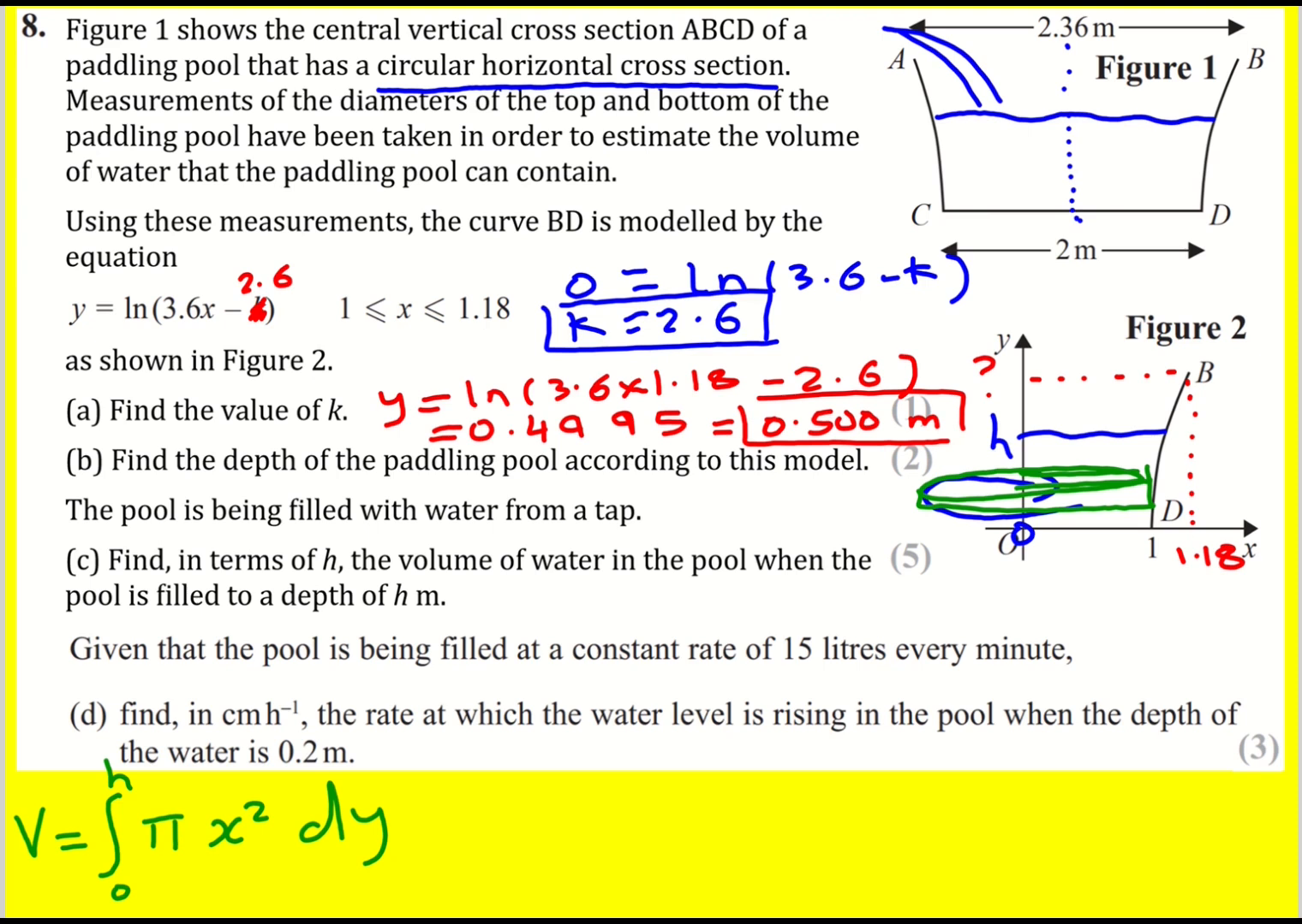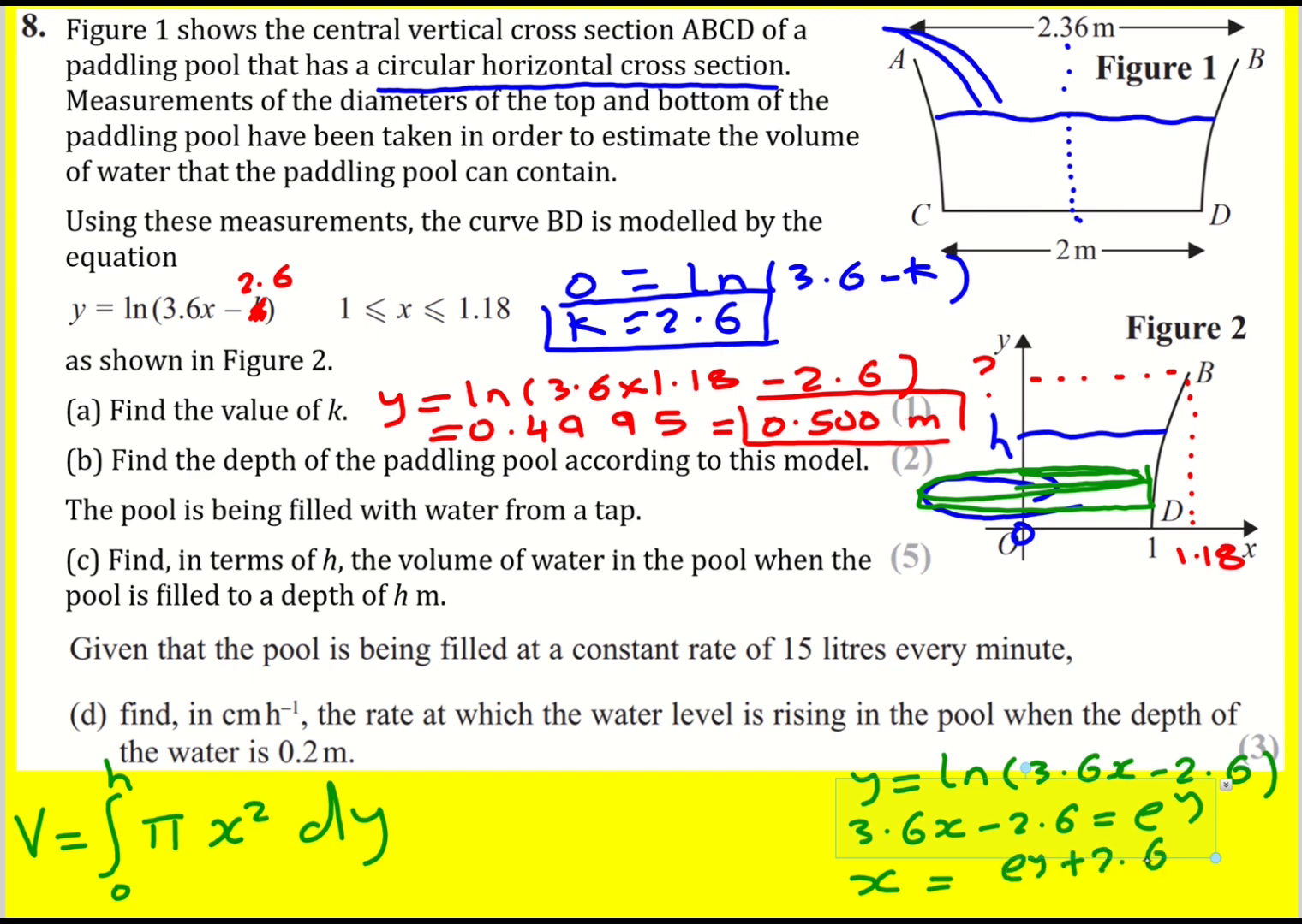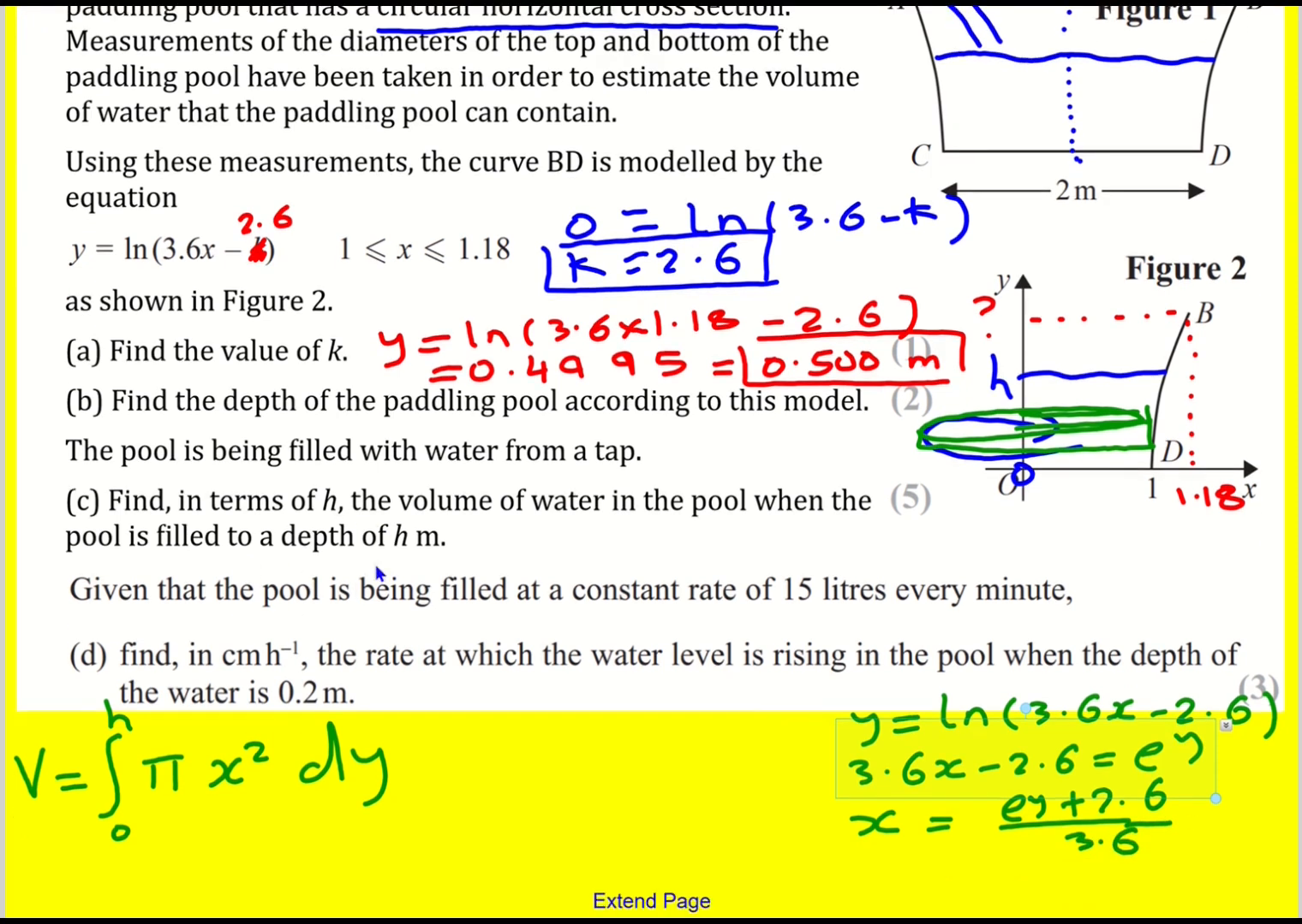Now, the only thing we don't know is x, because we're not going to be putting this in. We need to make x the subject. So if we have y equals ln(3.6x minus 2.6), we can now make x the subject. 3.6x minus 2.6 will be equal to e to the y. And then x will equal (e to the y plus 2.6) over 3.6. I'm ready to sub that in.